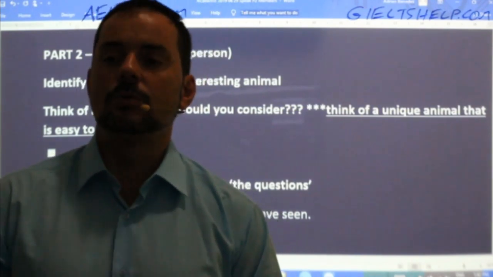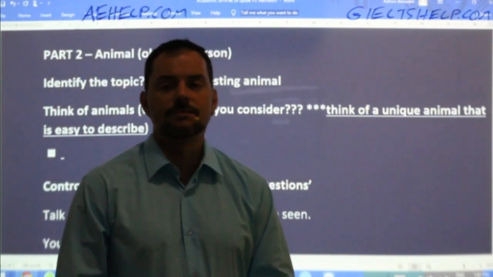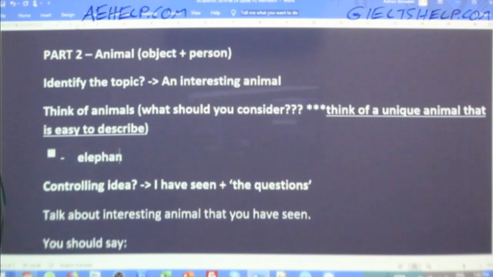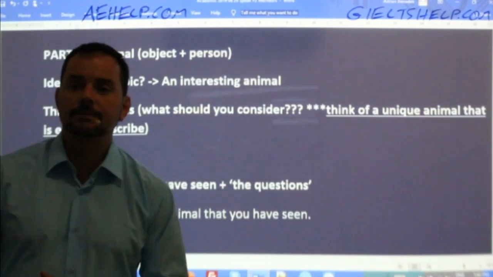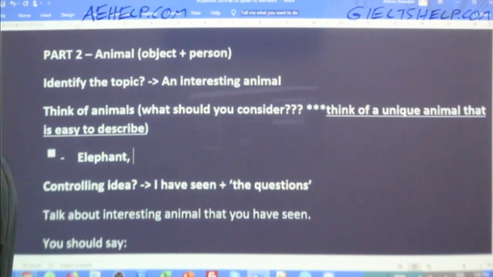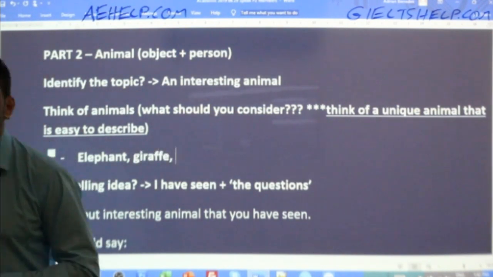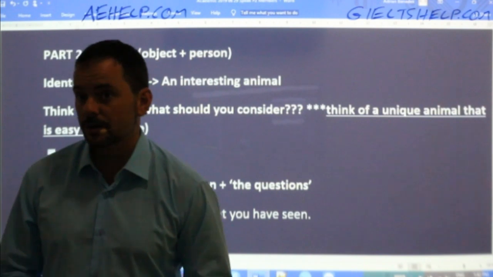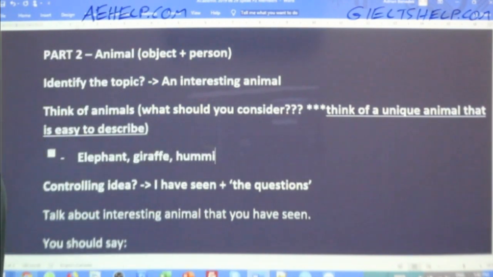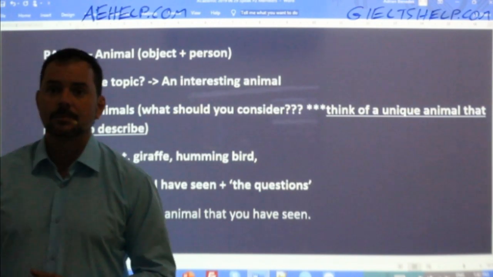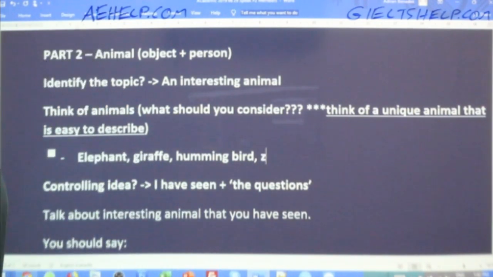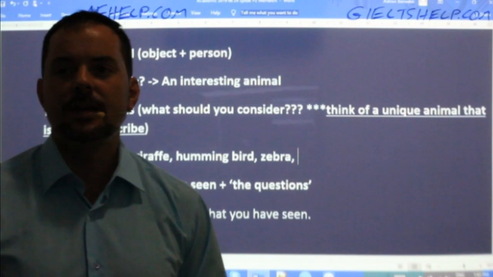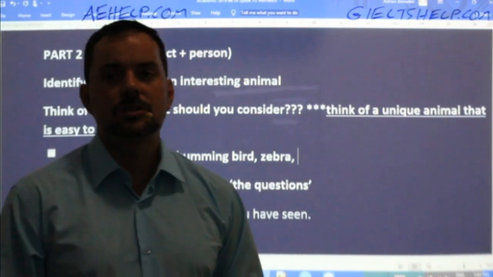Give me some ideas. What would be some good animals to choose from? So let's think about a few. Okay, Hung says elephant. All right. Begzod says giraffe. Okay. Parminder says elephants as well. Roshni says hummingbird. All right. Begzod says zebra. Okay. Kisi says a bird that can sing a song.